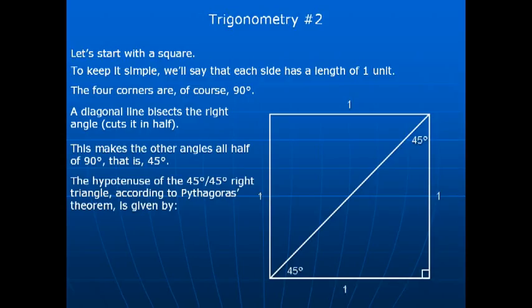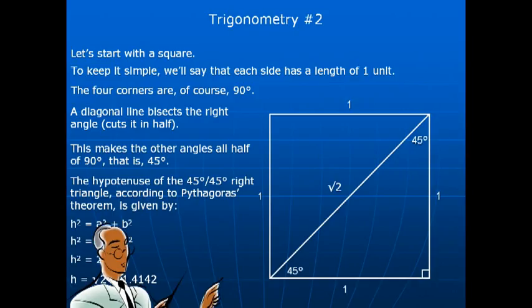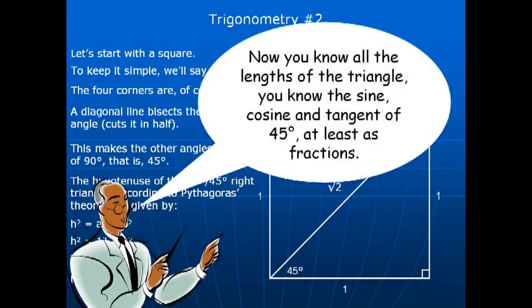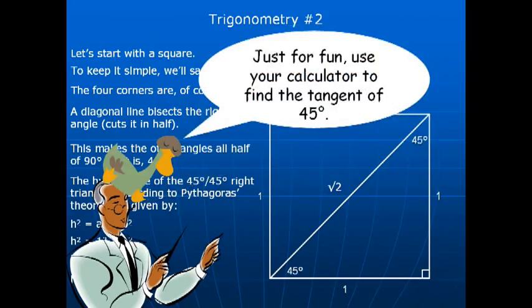The hypotenuse of the 45-45 right triangle, according to Pythagoras' theorem, is given by h squared equals a squared plus b squared. So h squared equals 1 squared plus 1 squared, or h squared equals 2. That means h equals the square root of 2, which is 1.4142. Now you know all the lengths of the triangle, you know the sine, cosine, and tangent of 45 degrees, at least as fractions. Just for fun, use your calculator to find the tangent of 45 degrees.